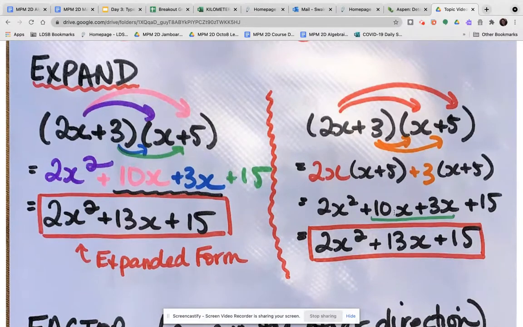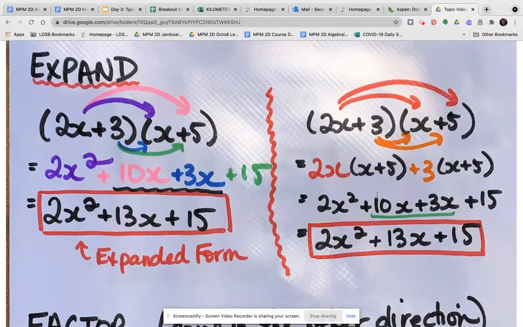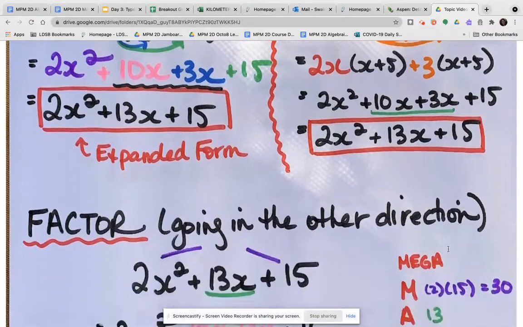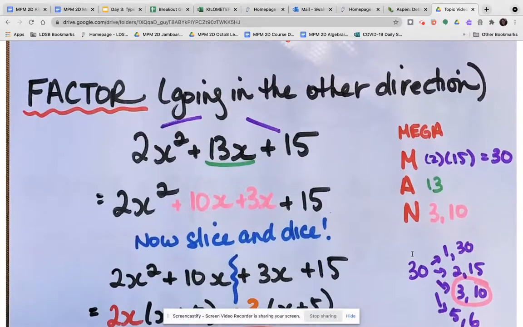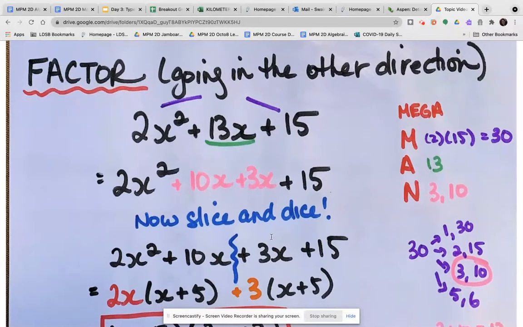So then if I were to expand it out, I would still end up with my 2x squared plus 13x plus 15. Okay, so I just wanted to put this into your head. We end up with the same answers, just a slightly different way of thinking about it. But this middle part here, the 2x times (x plus 5) and the 3 times (x plus 5), is an intermediate step that we're actually going to try to recreate when we go in the opposite direction and when we're factoring. Okay, so this is how it's going to work. We are going to factor the expression 2x squared plus 13x plus 15.